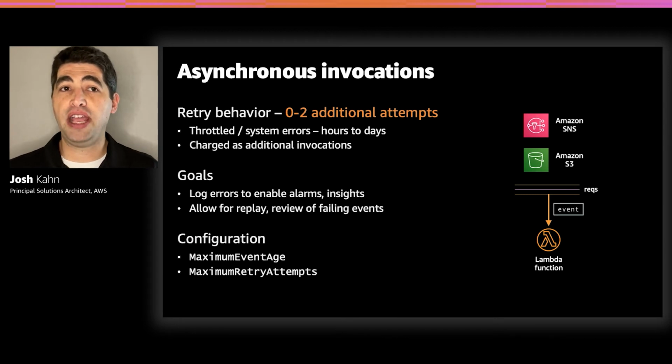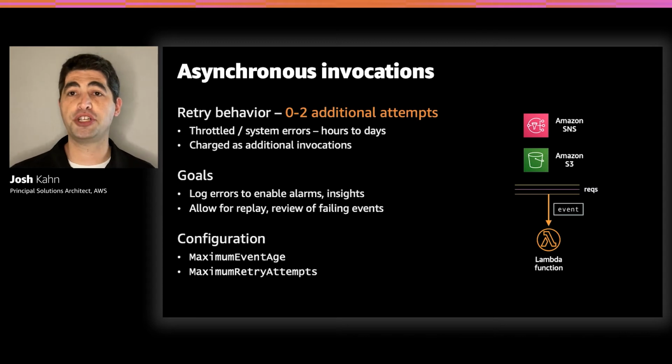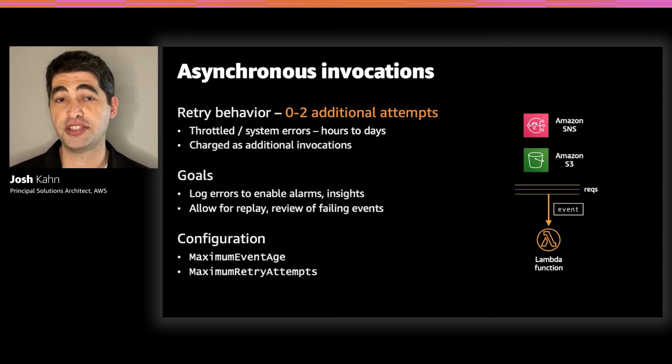Next, let's talk about asynchronous invocations. In our eCommerce example, this was EventBridge publishing to a message, but Amazon SNS and Amazon S3 are also very popular asynchronous event sources. If your Lambda function fails while processing an asynchronous event, the Lambda service will automatically retry 2 times. Now you are charged for those additional 2 times as additional invocations of your function, but it does try to retry the failure automatically.